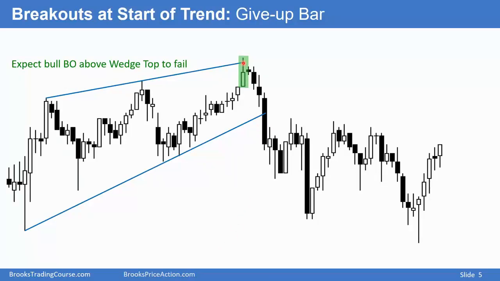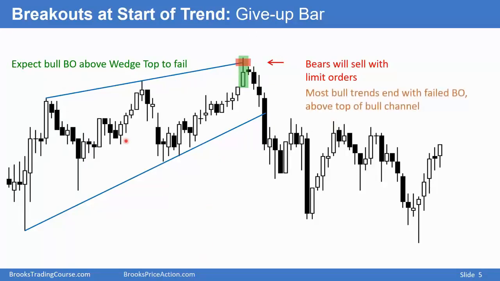Traders will expect this bull breakout to fail. The channel up is not very strong. Some bulls will draw this line, and then when the market's going up, they'll place a limit order to sell at the line. And some will be willing to scale in higher if the market goes higher. Most bull trends, in fact, most trends, bull or bear, end with a failed breakout.